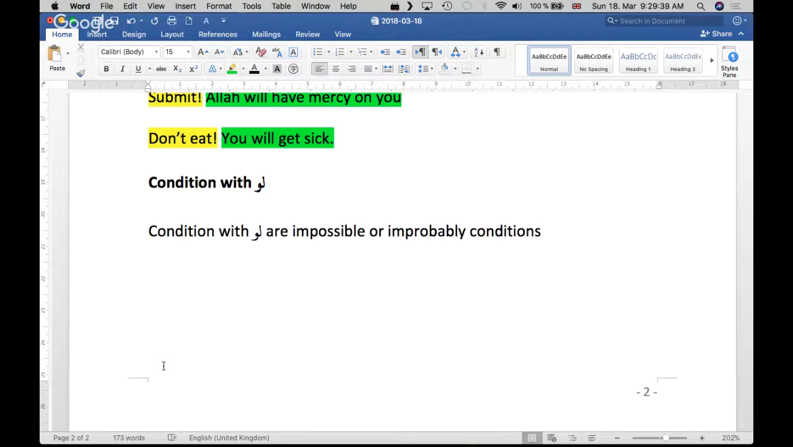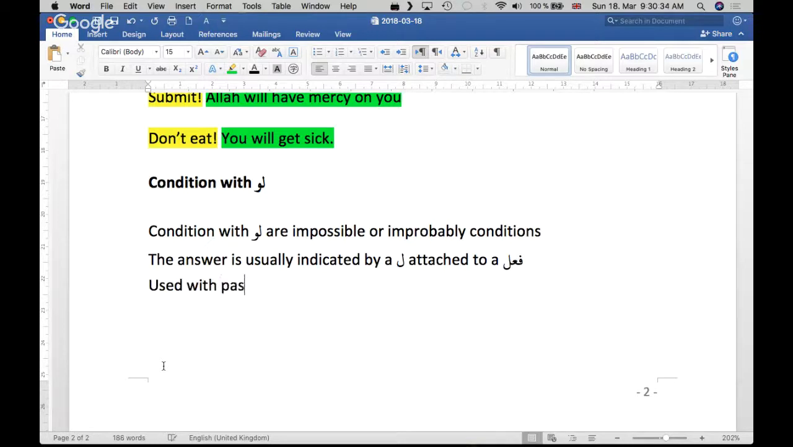Whenever a condition with law is constructed, there's usually a lam attached to a fi'l as an answer. There's usually a lam that becomes an indicator for the answer, but not always. Not always, but most of the time, there would be a lam attached to a fi'l. The answer is usually indicated by a lam attached to a fi'l. There's usually a lam attached to a fi'l that indicates where the answer starts, and this is only used with past tense. It's used with the past tense fi'l.